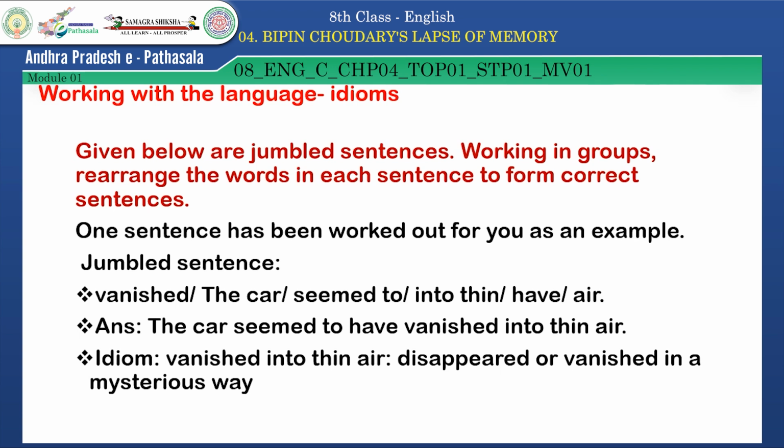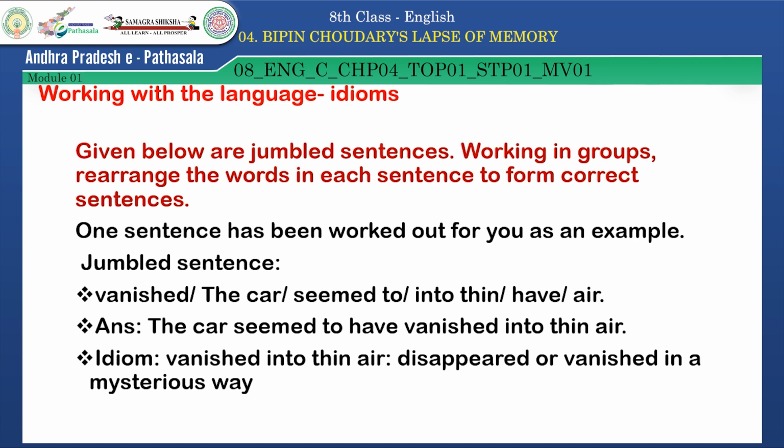Okay, now we have an exercise from your textbook. Given below are jumbled sentences. Working in groups, rearrange the words in each sentence to form a correct sentence. First we have to write the correct sentence, then identify the idiom, and then write the meaning also. Answer: The car seemed to have vanished into thin air.